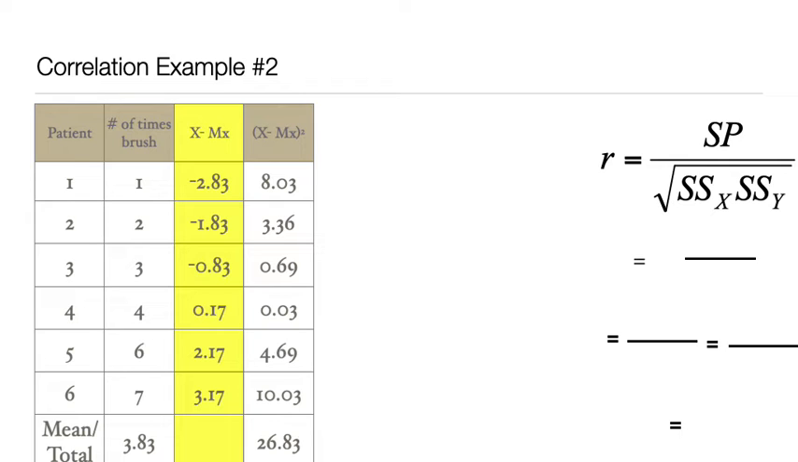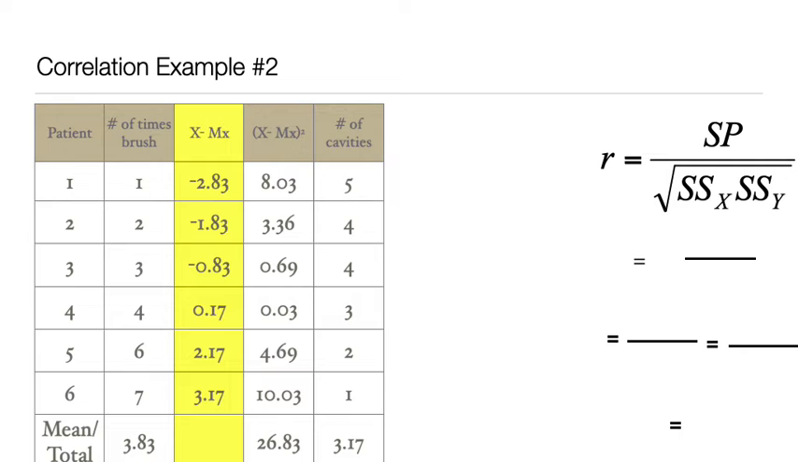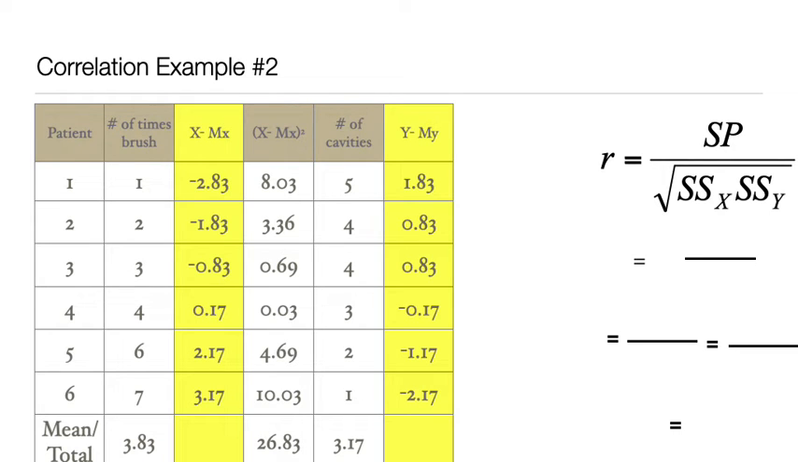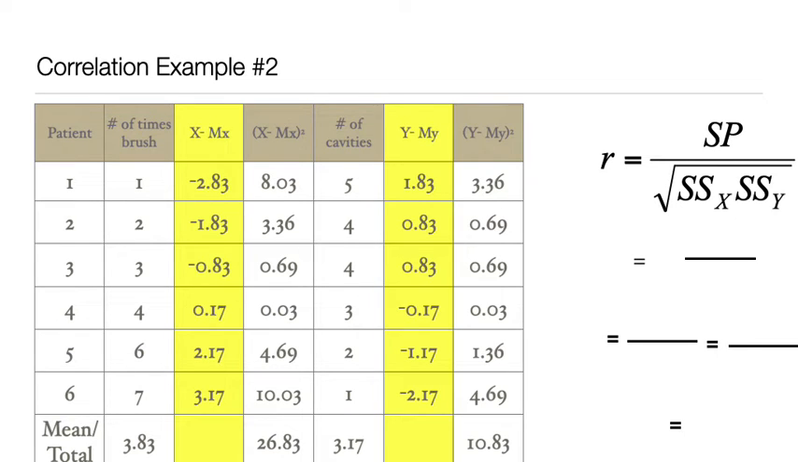Again, you could do this in reverse. You could call this one y. For correlation, it's not going to matter. For our number of cavities, we calculate the mean for those 6 values, and we get 3.17. We calculate the deviation scores there, so we take 5 minus 3.17, that gives us 1.83. 4 minus 3.17 gives us 0.83, etc. We square each of those values and add them together, and this gives us our sums of squared y of 10.83.